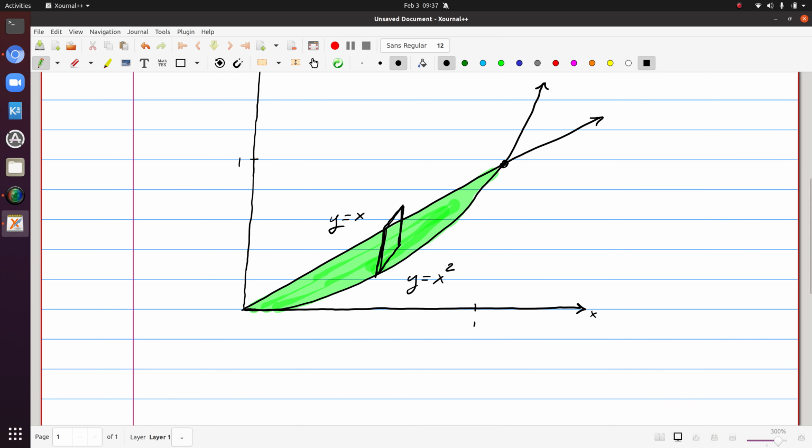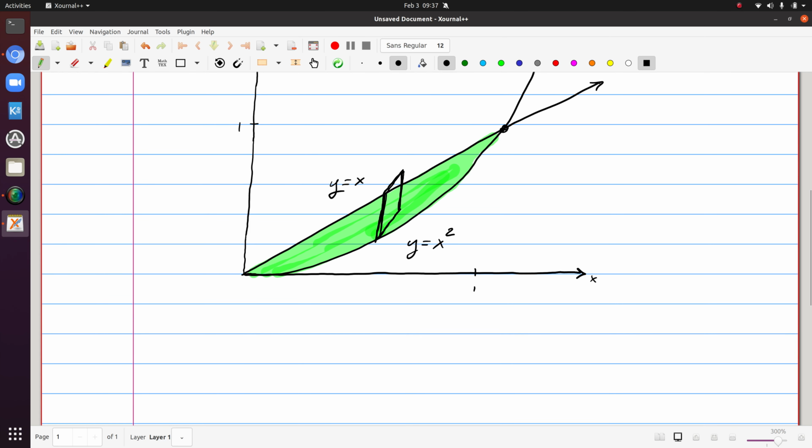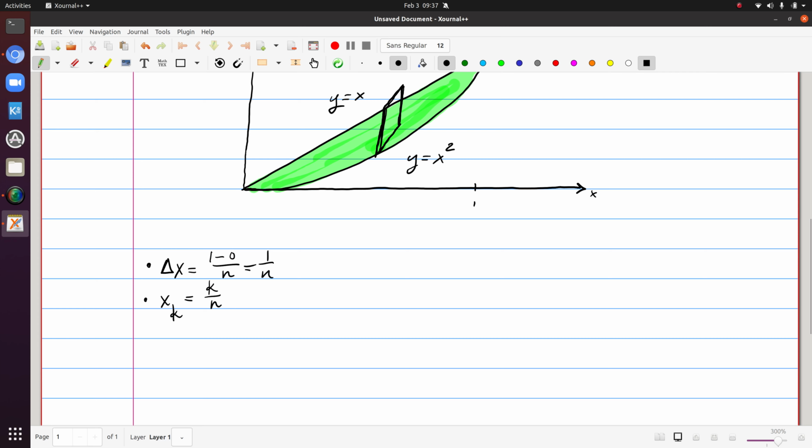So to go through this, the same process applies. Delta x here would be the length of my interval of x values, 1 minus 0 over n. And we know then that x_k would be 0 plus k delta x, so k over n. Now, what I want to think about is the volume of one of these slices.